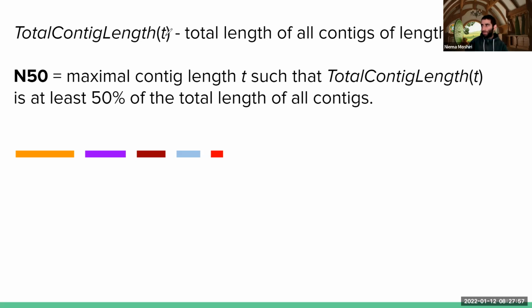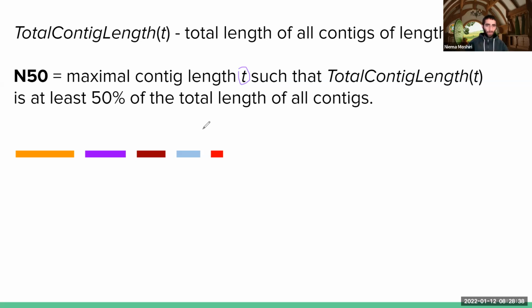So basically, if you tell me total contig length of 100, for example, I'm going to count all of the contigs that have length greater than or equal to 100 and add up all of their lengths. The N50 metric is one of the metrics that we use to determine how good we did. It's the longest possible length, the maximal contig length, such that the total contig length of that length, the sum of all of the contigs greater than or equal to that length, is at least half of the total length of the contigs.